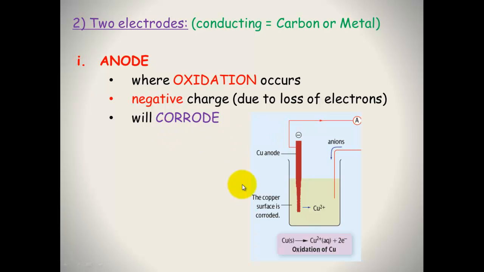This electrode will corrode, and that's what this picture's showing, because what's basically happening is this copper solid is turning into copper ions. So it's going into the solution. The copper solid is no longer solid, it's ions, and the 2 electrons are whizzing up around the wire to the cathode, where reduction will occur.